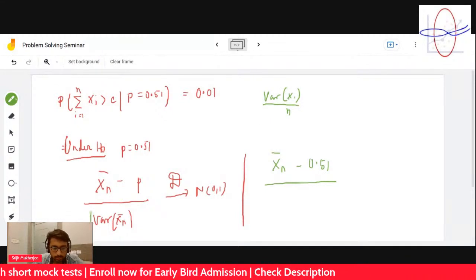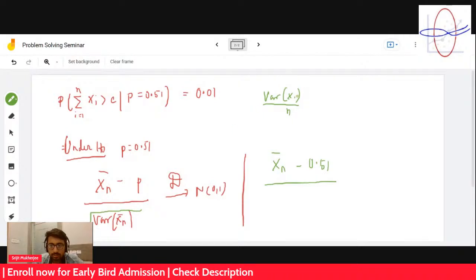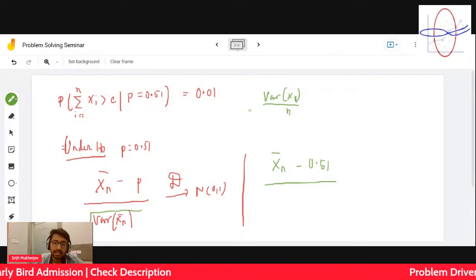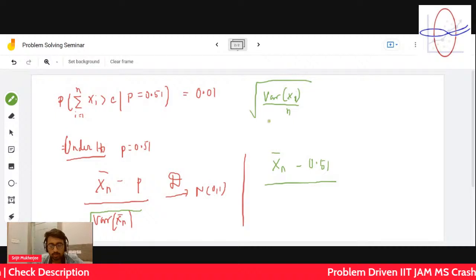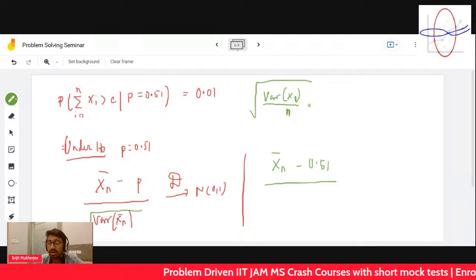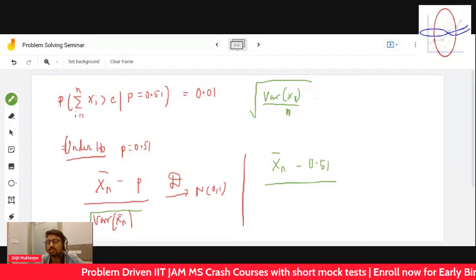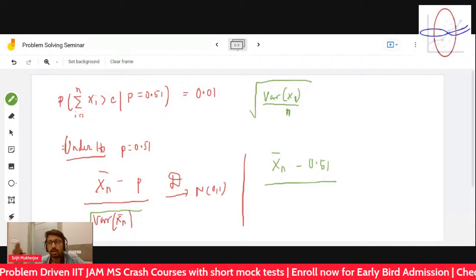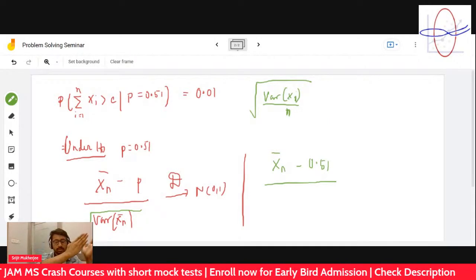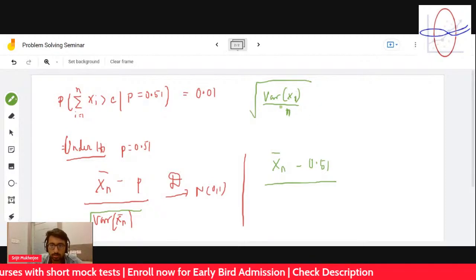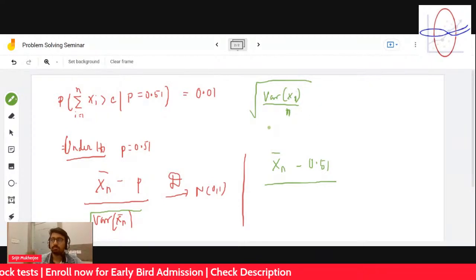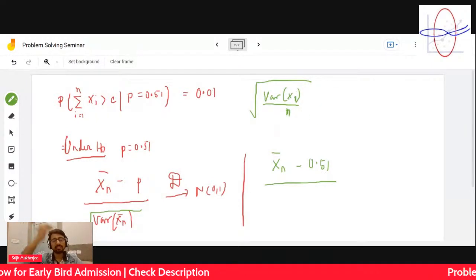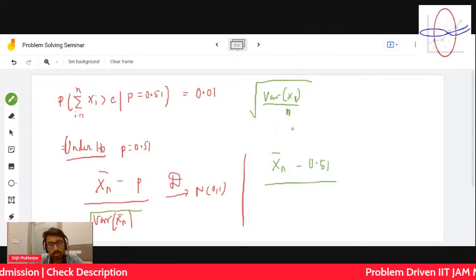It will be root over, sorry, root over variance of x1 by n, since all are IID. Okay? Prove this, and you can easily prove that. Why? Because summation of all the xi's will be n times the variance, and into 1 by n. So as it comes out, it will be 1 by n square. So that will be variance of x1 by n. So 1 by n square, and above is n, so n and n square cancel to 1 by n.